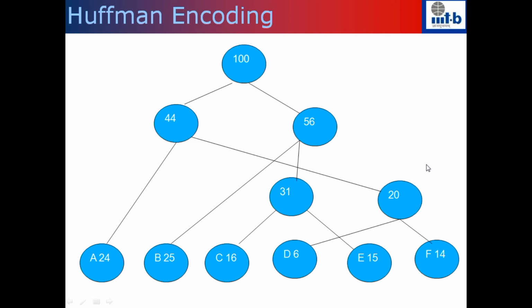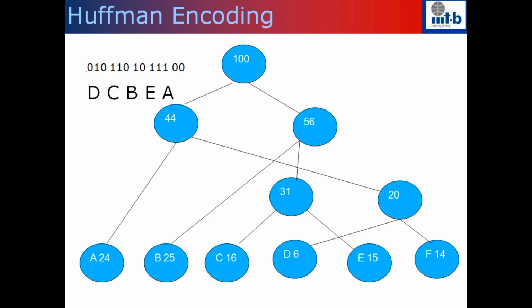But how do we do the decoding, right? If you are given a string in binary, how will you map it back? Once you have this Huffman tree, it's always easy to decode also. For example, if I want to decode this, I start my traversal from the root node.